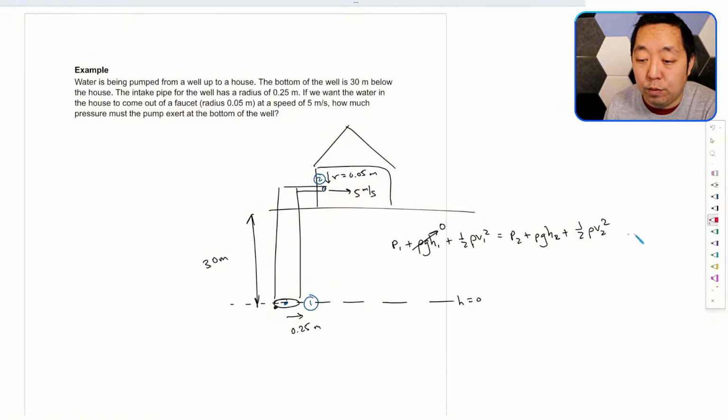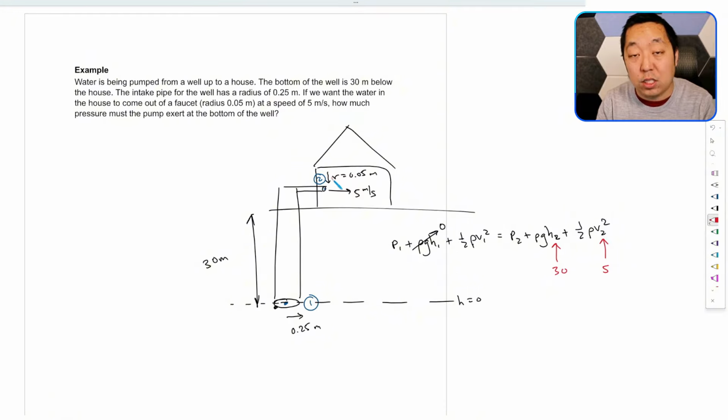We know v2. v2 is going to be 5 meters per second. So we know that quantity here. We know the height that we want to go up. This is 30 meters, right? We know g. The pressure, do we know the pressures here? Well, this is exposed to the air. It's a faucet. I'm going to turn it on. Water's going to come out into the air. This is going to be 10 to the 5th pascals, right?